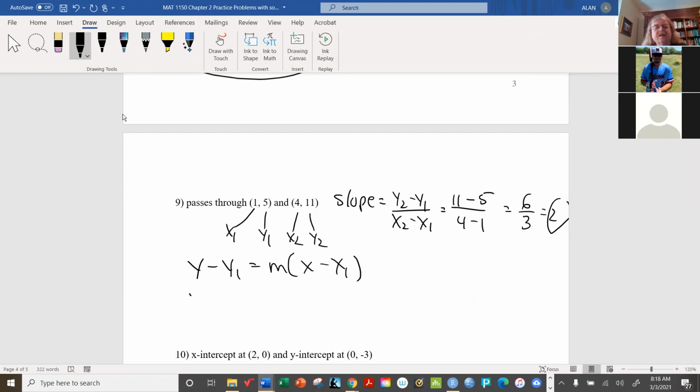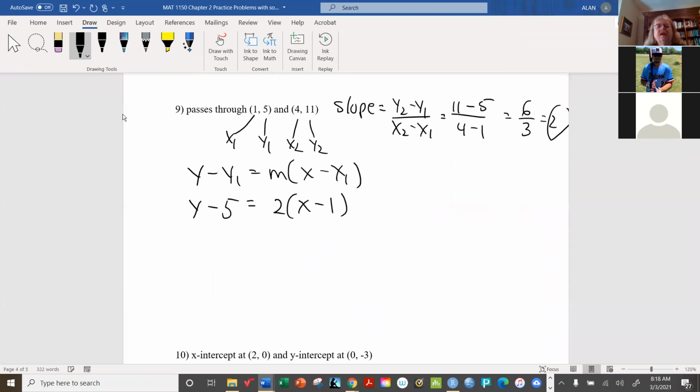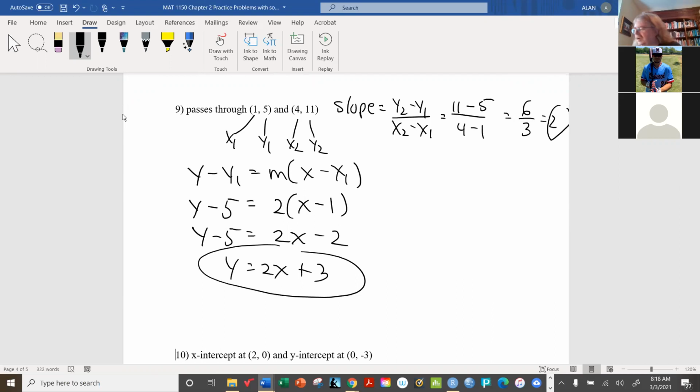But anyway, so we have y minus 5 equals 2 times x minus 1. And so let's see what we can do here. 2x minus 2, and then I add the 5 to both sides. 2x plus 3.